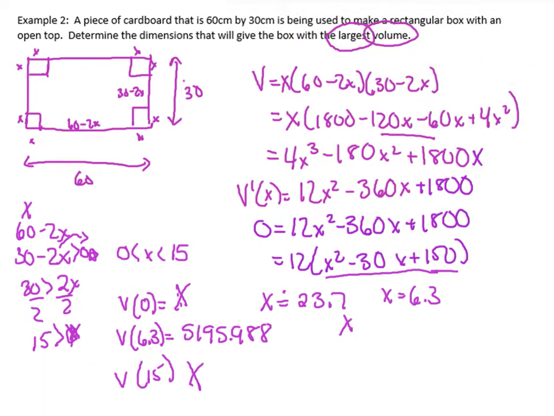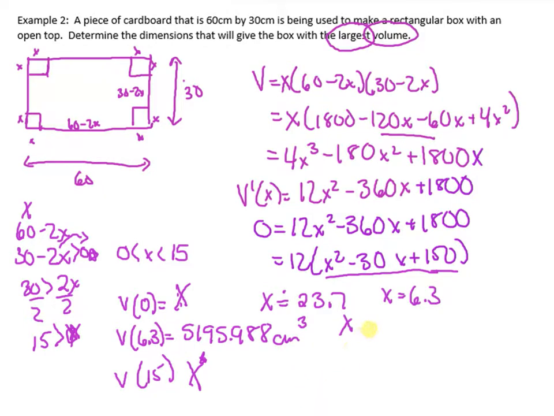All right, so V at 0 gives us no volume, V at 15 gives us no volume. So let's say V at 6.3 gives us this volume right here, 5195.988. Let's go centimeters cubed.